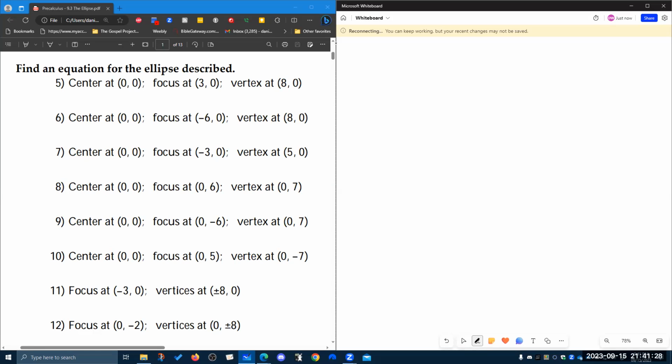Now let's look at 10, which is centered at (0, 0). Has a focus 5 away in the y direction and a vertex 7 away in the y direction. So we want 49 minus something to give me 25. This is going to be 24.